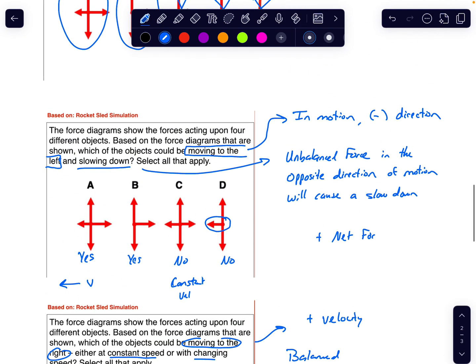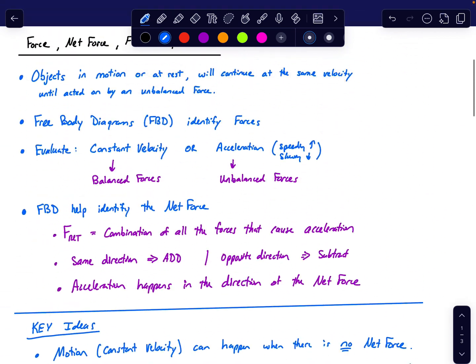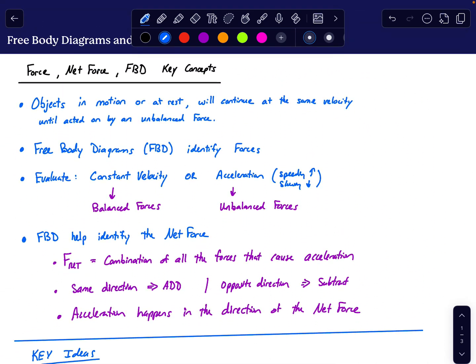So I'm going to ask that you go through all the questions that you are faced with and ask yourself as you're going through and evaluate, is it a constant velocity or is it accelerating? And which direction is it in motion? If it has motion, which direction is it? And does it match or is it going opposite the net force direction?